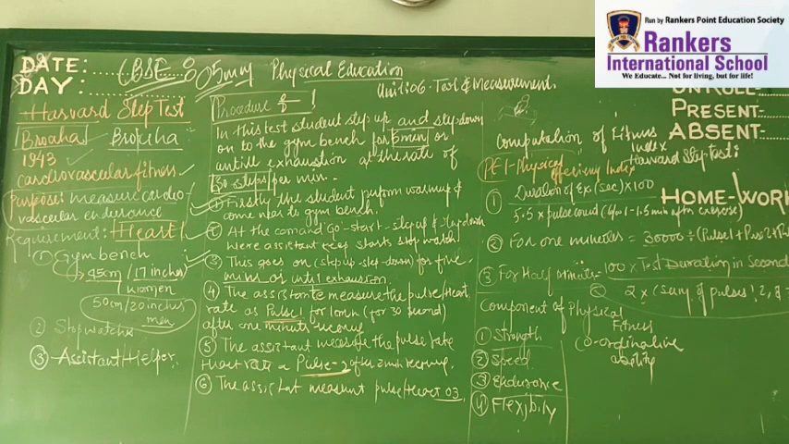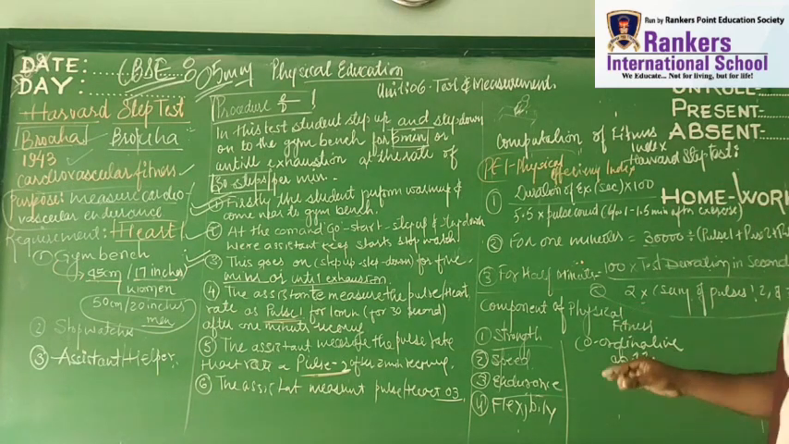Next is for 1 minute. If you want to calculate it for 1 minute, you will have to do 30,000 divided by pulse 1, pulse 2, pulse 3 and so on. For half a minute, you will have to write 100 multiplied by test duration in seconds, then divide by 2 and the sum of pulse number 1, pulse number 2, pulse number 3 and so on. So this is about the Step Harvard test.